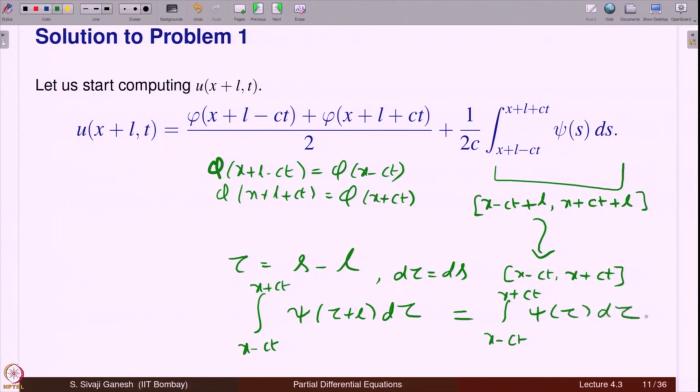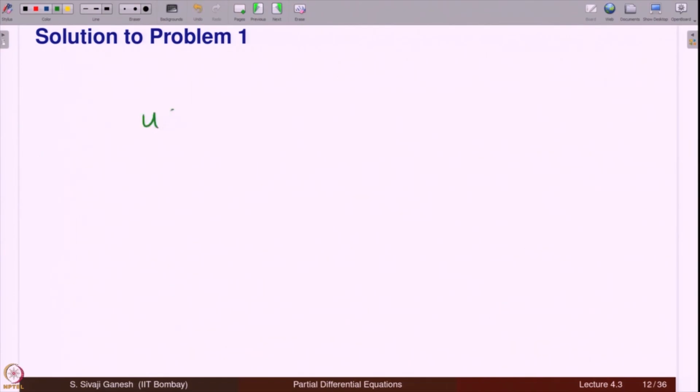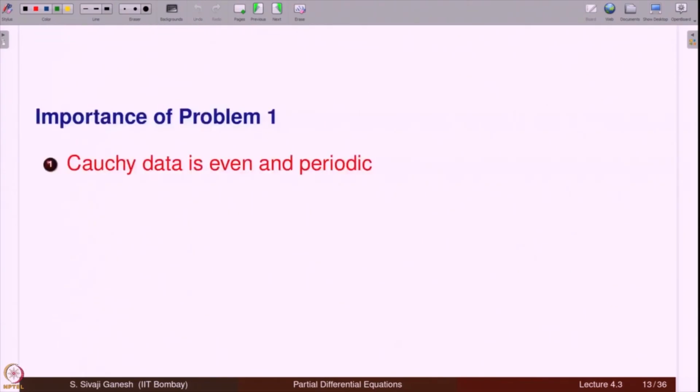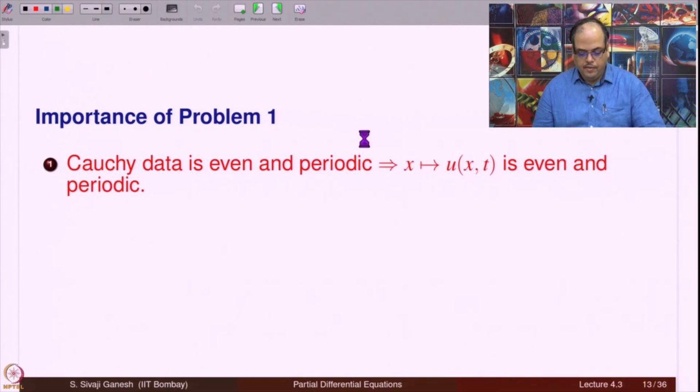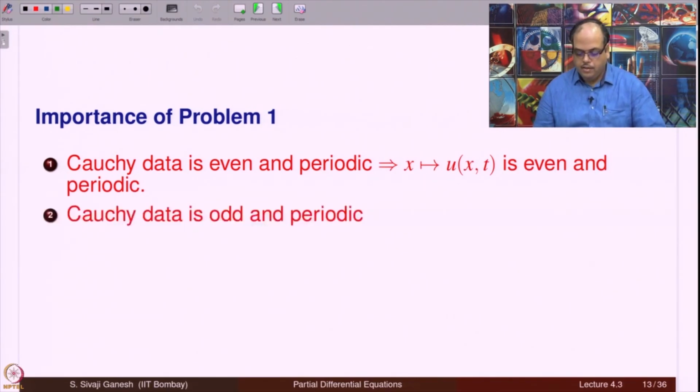So therefore what we have shown is that u of x plus L comma t is equal to u of x comma t, that means u is periodic. So what is the importance of this problem? One, if the Cauchy data is even and periodic, then the solution is also even because Cauchy data is even, and the solution is also periodic because Cauchy data is periodic. Similarly, when the Cauchy data is odd and periodic, then the solution is odd and periodic.